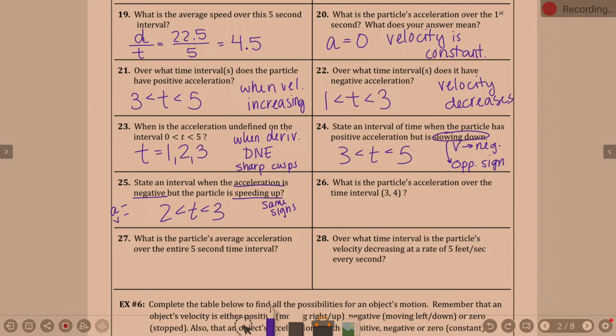What is the particle's acceleration over the interval from 3 to 4? Particle's acceleration, wrong way, 3 to 4.